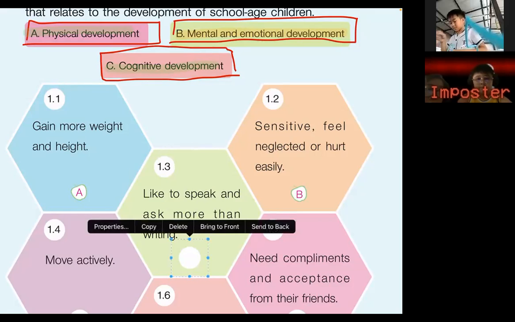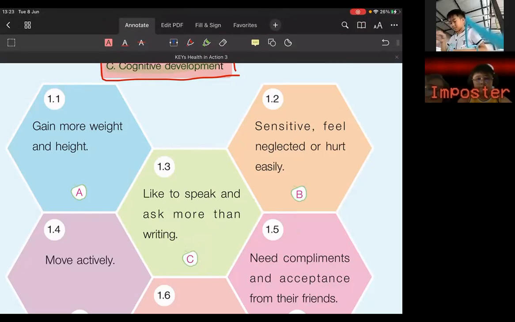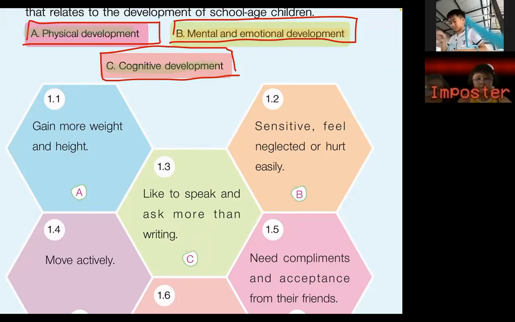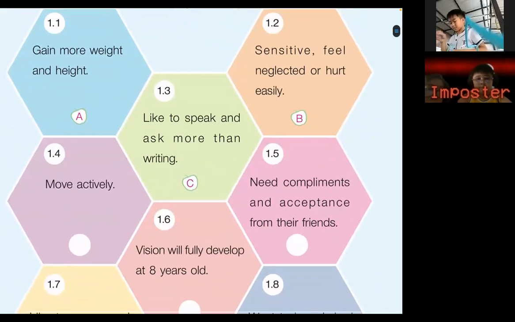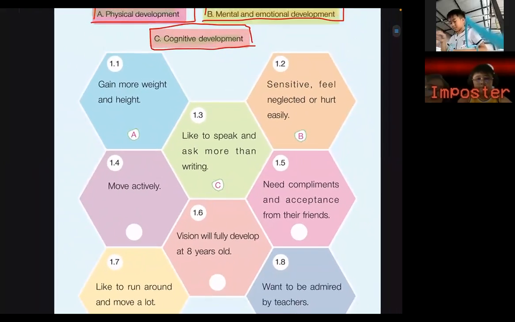Okay, this should be C. C, because it's the way that you're understanding, it's your brain taking over. Okay, it's you learning. So you like to speak more than you can write. Okay. 1.4.